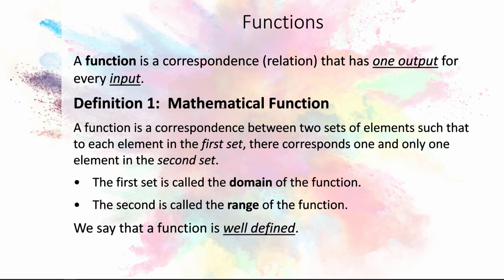And of course, this brings us to our first definition for this section, and that is that of a mathematical function. And simply, a function is a correspondence between two sets, such that each element in the first set corresponds to one and only one element in the second set. Of course, the first set, which is the input, we call the domain of the function. The second set, which is the output, we call the range of the function. And of course, when all this occurs, we mathematicians like to say that a function is a relation or a correspondence that is well defined.